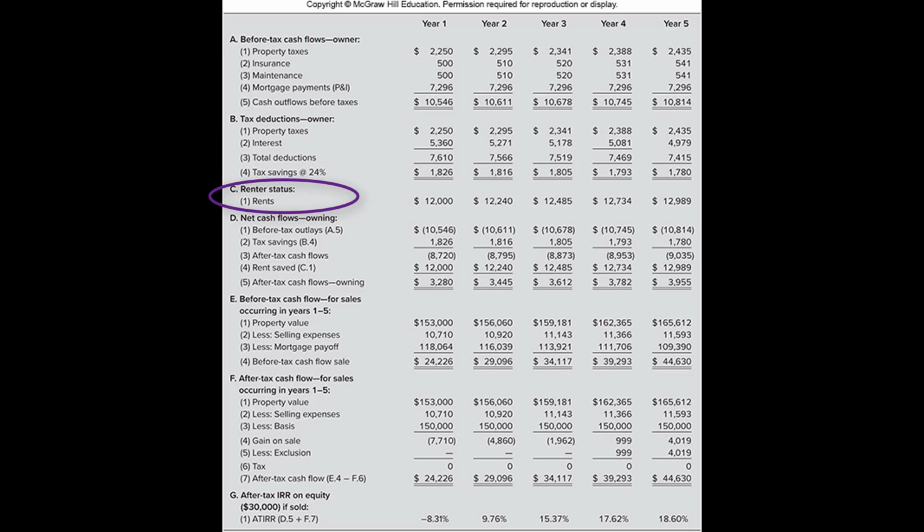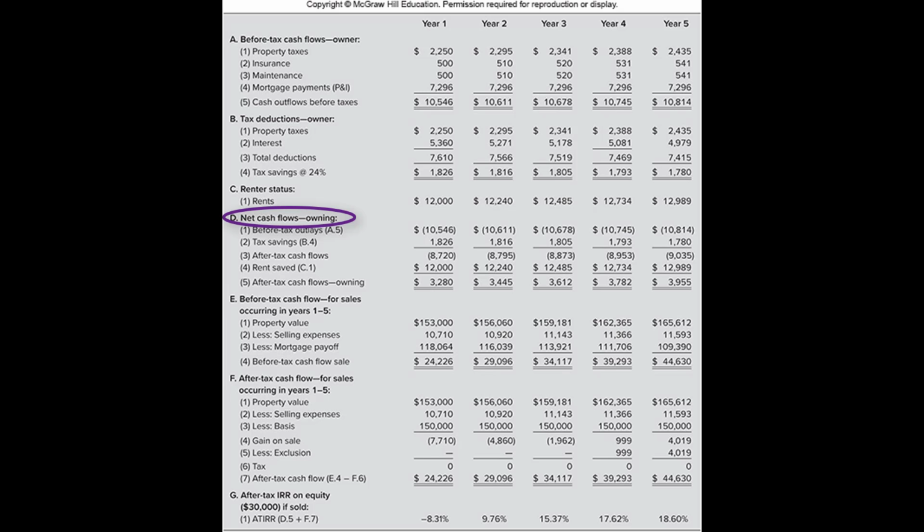Now, let's switch over to the renter. Remember, our renter is paying $12,000 a year or $1,000 a month in rent. Our net cash flows of owning will take our before tax cash outlays, that was the property taxes and the insurance and the maintenance and the mortgage payments, and then subtract off the tax savings, which came from the property taxes and the interest at our 28% tax rate. So if we subtract the savings from those outlays, we get our after-tax cash flows as an owner.